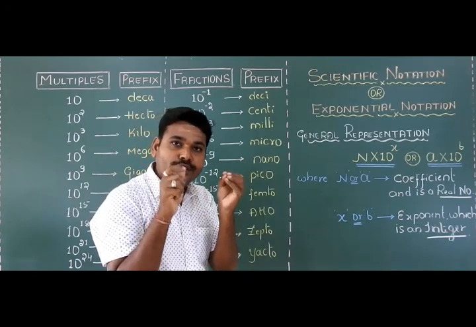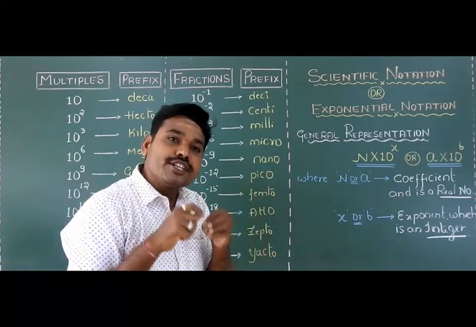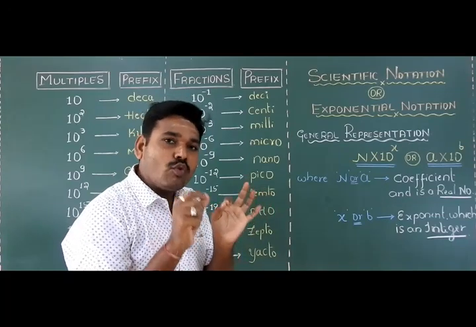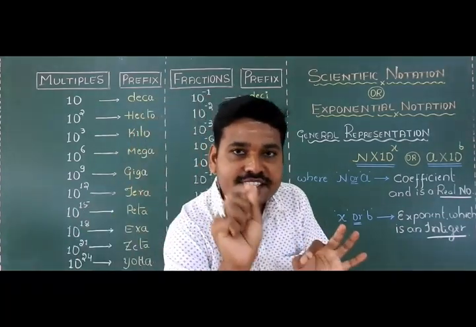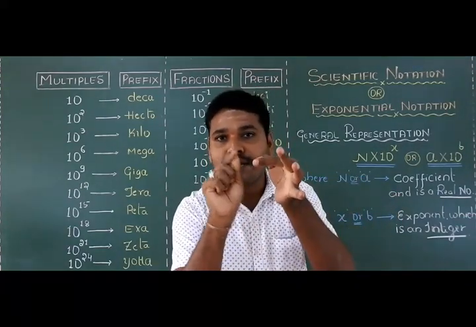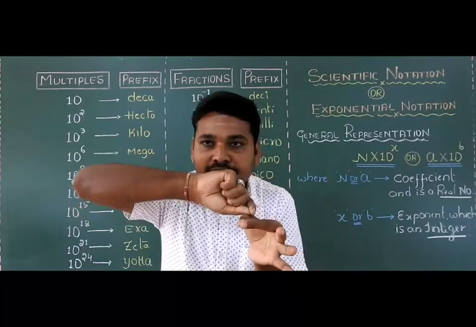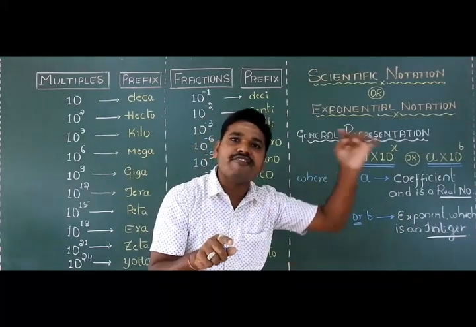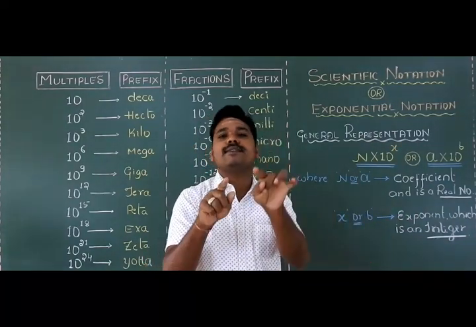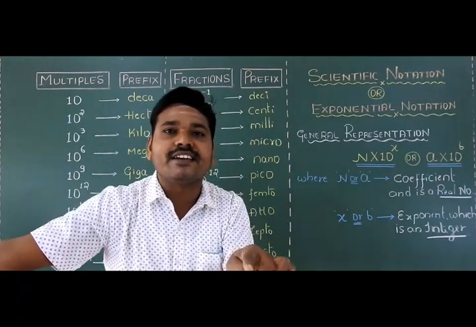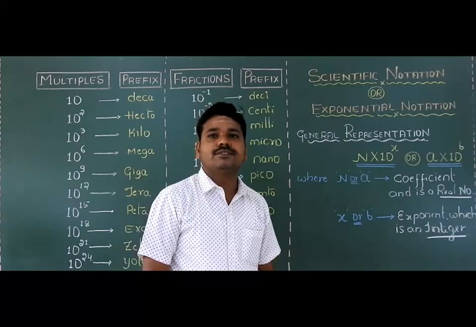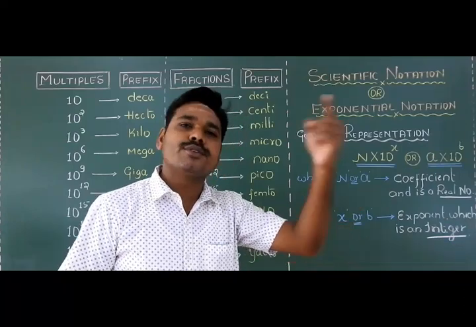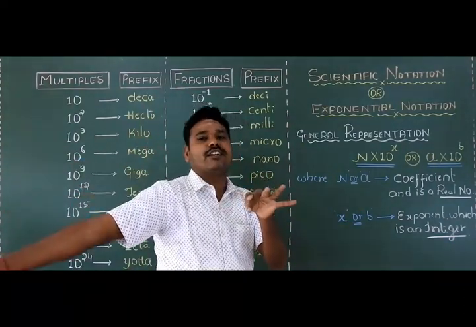We always, while expressing a small number and a big number in exponential notation, count the number of digits and then shift the decimal point. That means we count the number of digits and then shift the decimal point. Either you shift the decimal point towards the left hand side of the given number, or you shift the decimal point towards the right hand side of the given number, students.